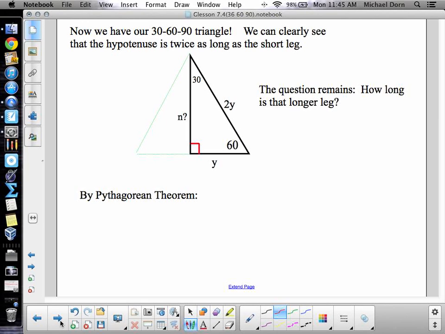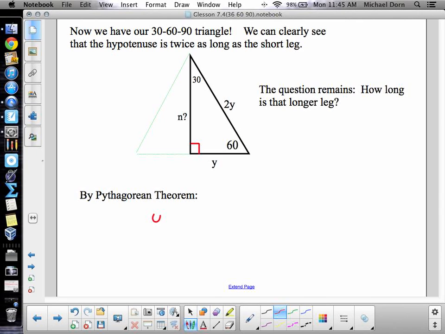Our 30, 60, 90 triangle has a short leg of y, a hypotenuse that is twice as long as the short leg, or a short leg which is half as long as the hypotenuse, however you want to look at it. But the short leg and hypotenuse have a very easy relationship. One is twice as much as the other. What's tricky is the long leg. The long leg requires a little bit of work, so let's try to figure that out.